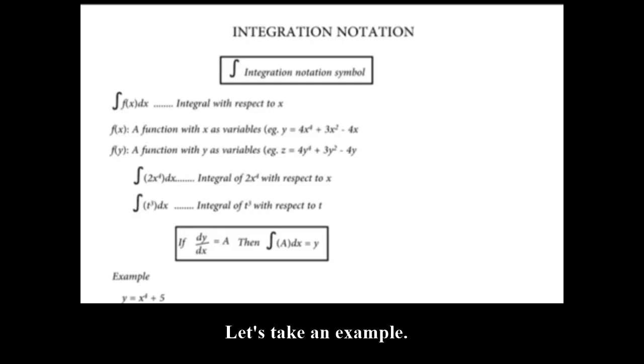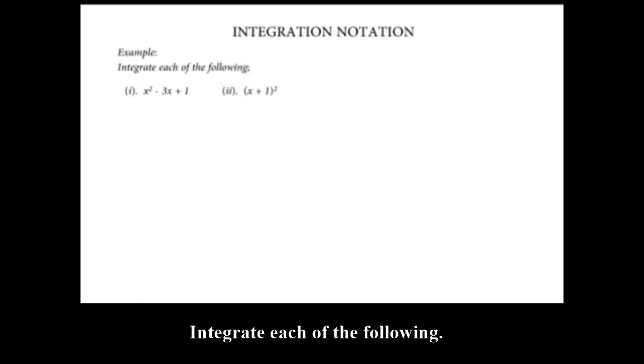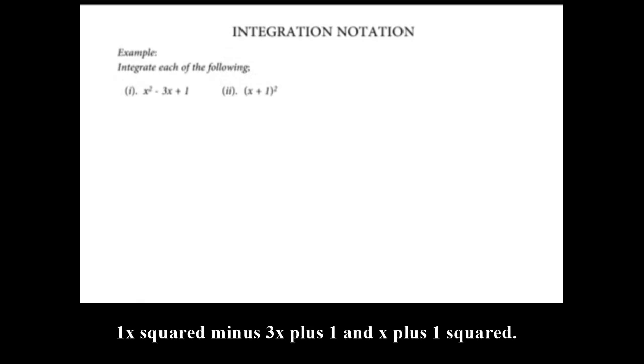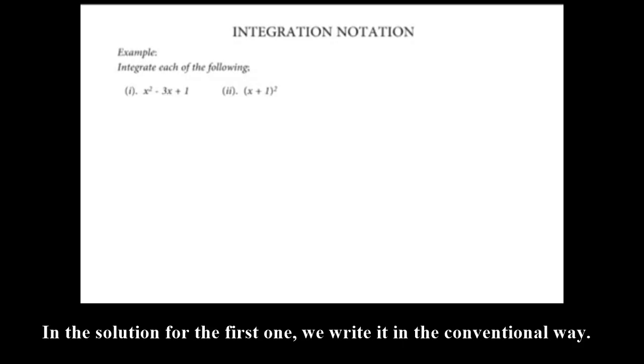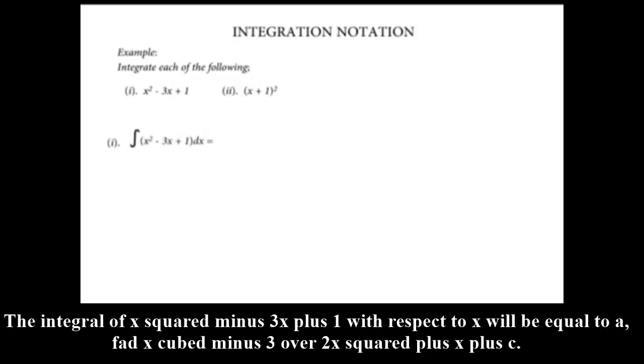Let's take an example. Integrate each of the following: 1, x squared minus 3x plus 1, and 2, x plus 1 squared. In the solution for the first one, we write it in the conventional way. The integral of x squared minus 3x plus 1 with respect to x will be equal to a third x cubed minus 3 over 2 x squared plus x plus c.